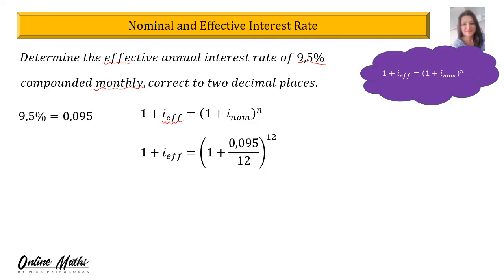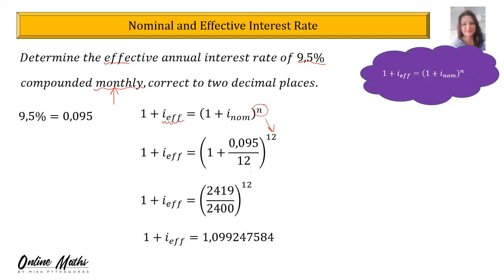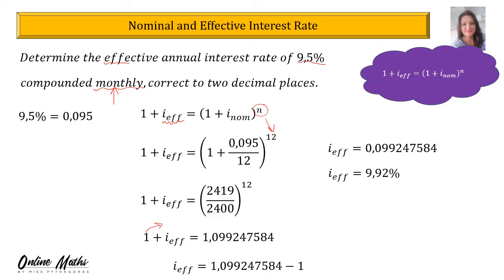Now, can you see I nominal? What happened here was it was the 0,095 divided by 12 because of monthly. And then the n you also raise to the power of 12. And then when you slot that into your calculator, well, I did 1 plus the 0,095 over 12, raise it to the power of 12, and I get 1,099247584. No rounding off. Then the 1 will walk across and it becomes minus 1, and the effective interest rate is 0,099, but remember we want the rate, so we times that one by 100. Therefore, the effective annual interest rate is 9,92%.